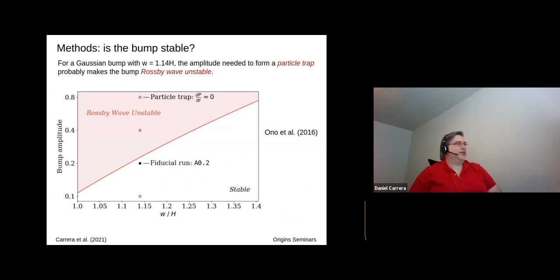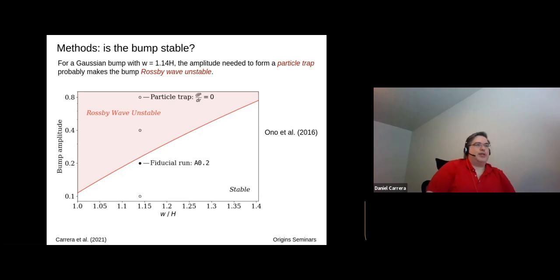The other thing that I want to keep in mind is that we would like the pressure bump to be stable against the Rossby wave instability. I'm not going to get into details as to what the Rossby wave instability is. In honesty, I only half understand it. But the point is that if the bump is unstable, then it'll be disrupted and it might disappear before you actually get to form anything.